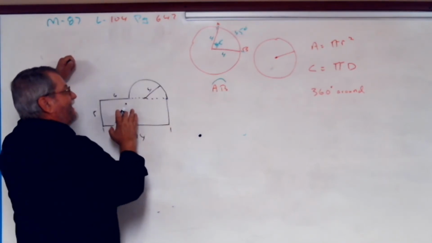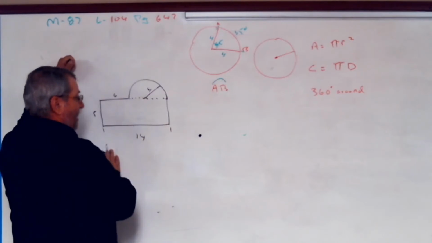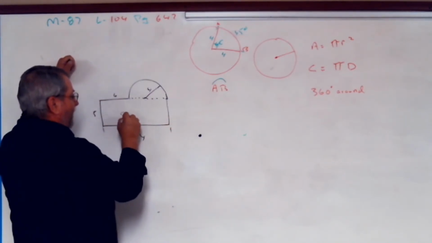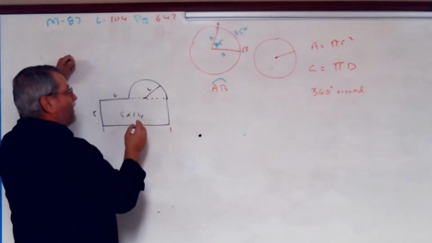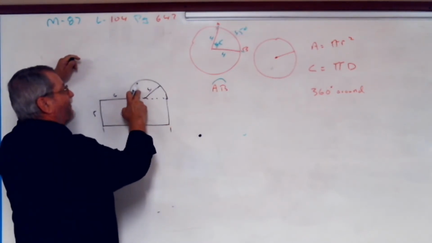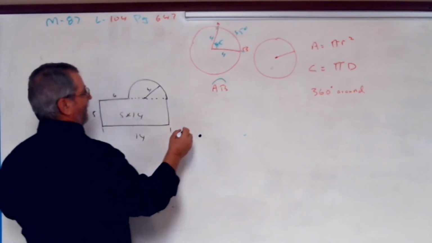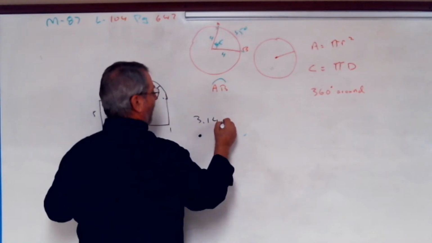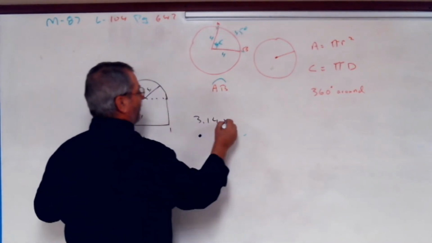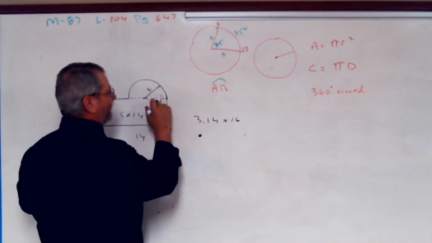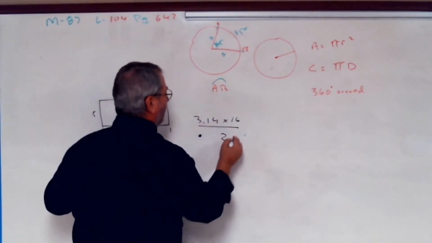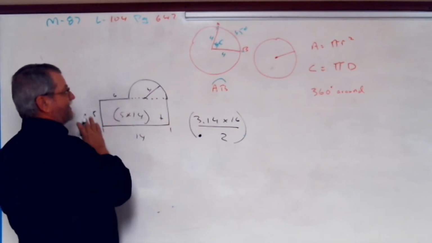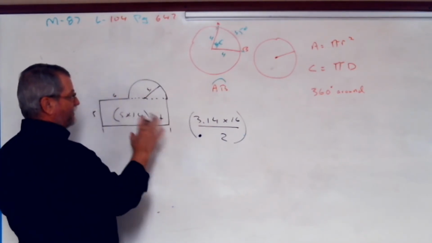Now, if we wanted to find the area of this, you'd find the area of the rectangle right here, 5 times 14. Then you'd find the area of the half circle. That's 3.14 times radius squared, and it's a half circle, so divide it by 2. Take this and add it to this. That's the area of this object.